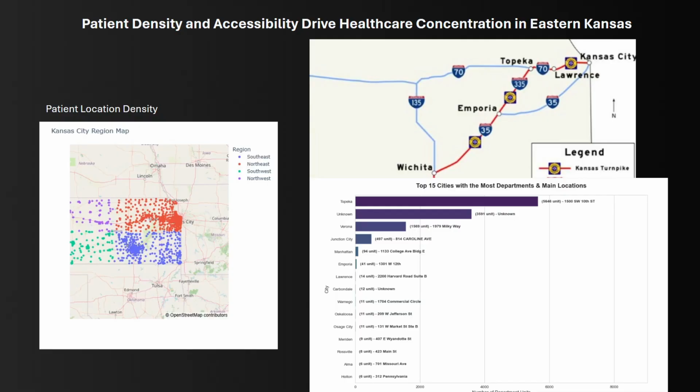In addition to that, its position along the Interstate 70 corridor allows easy access from multiple directions due to easier highway access. Cities such as Topeka benefit from this accessibility and act as key healthcare centers. The region is also surrounded by smaller towns like Osage City, Holton, and Wamego that have limited healthcare facilities. As a result, the higher patient density combined with strong accessibility and a centralized referral system explains why clinic departments are concentrated in the eastern region.